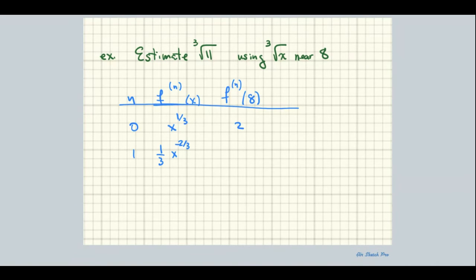What do you get when you plug in 8 on this, guys? Lourdes is very fast. Guess that? Yeah. This right here, I'm putting in 8. I'm going to do it in a different color so you can see it. 8. This is 1 over 3 times 8 to the 2/3.